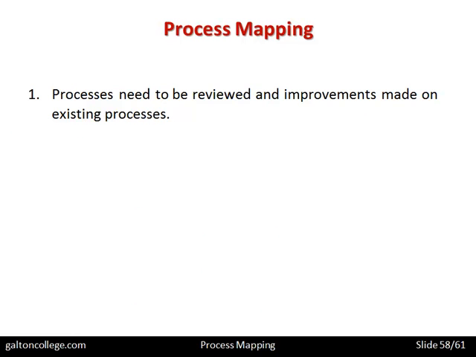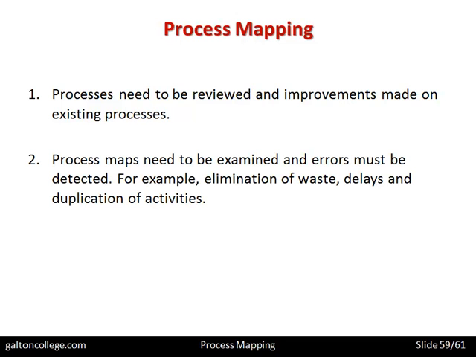Processes need to be reviewed and improvements made on existing processes. It's always the case that management looks critically at processes to try and see what improvements can be implemented, what changes can be brought about which will benefit the production process and lead to more efficiencies. Process maps need to be examined and errors must be detected. For example, the elimination of wastes, delays and duplication of activities. And that's the advantage of process mapping.